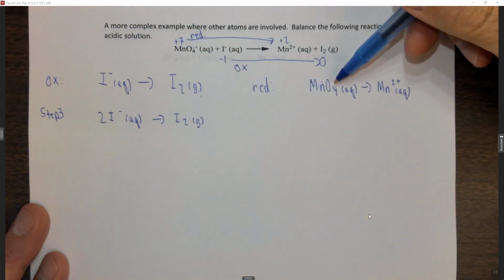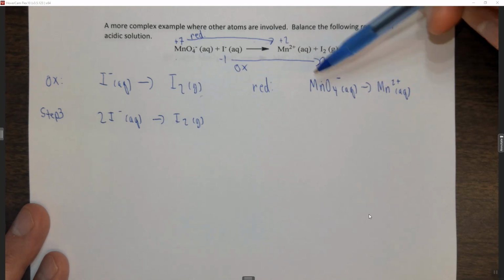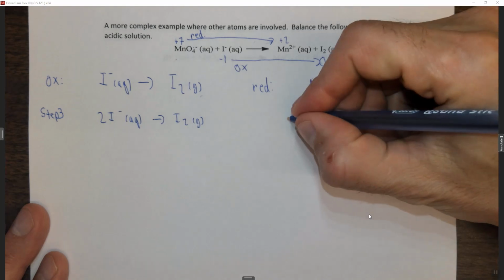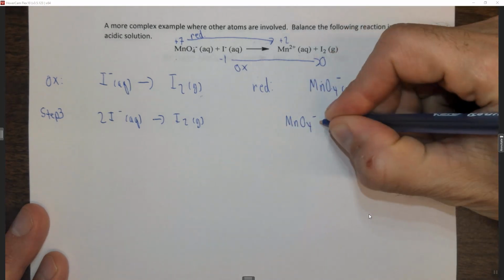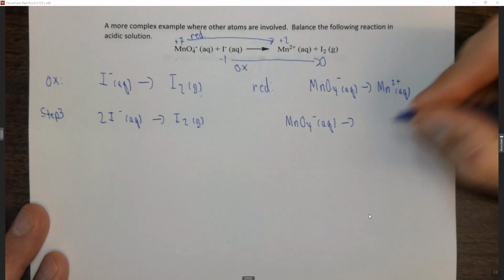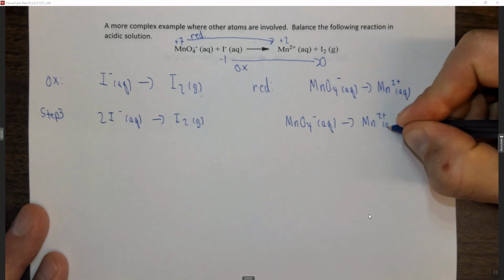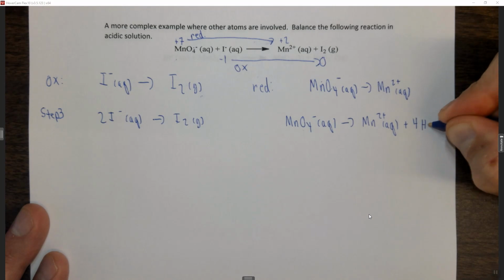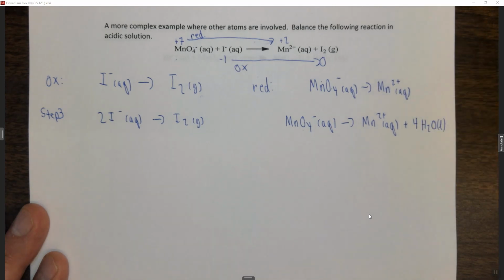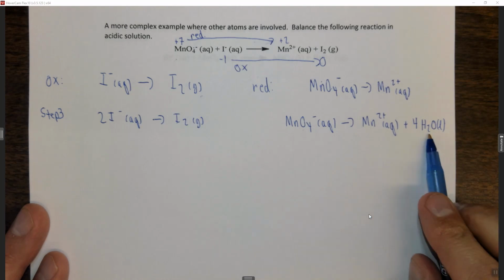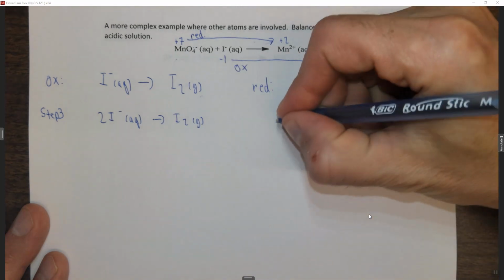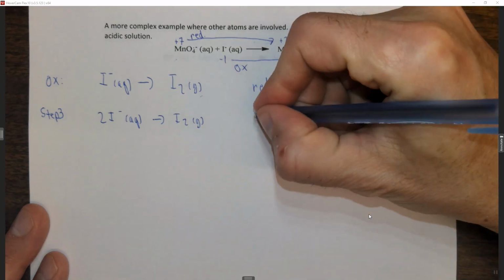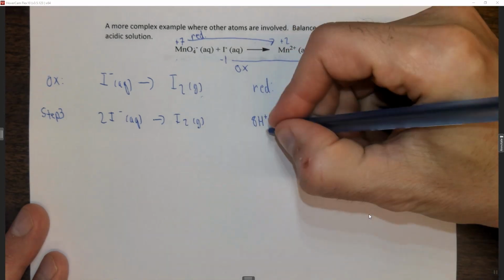And this side is a little bit more complicated because we have oxygens. We need to balance out with waters. Specifically, we need to take MnO4 minus aqueous yields Mn2 plus aqueous, and we have oxygens here, so to balance the oxygens we add 4 waters liquid. All right, so this gives us our 4 oxygens, and it tells us that it's an acidic solution, so we need to add H pluses to balance out the hydrogens, so we need to add 8 H pluses over here.